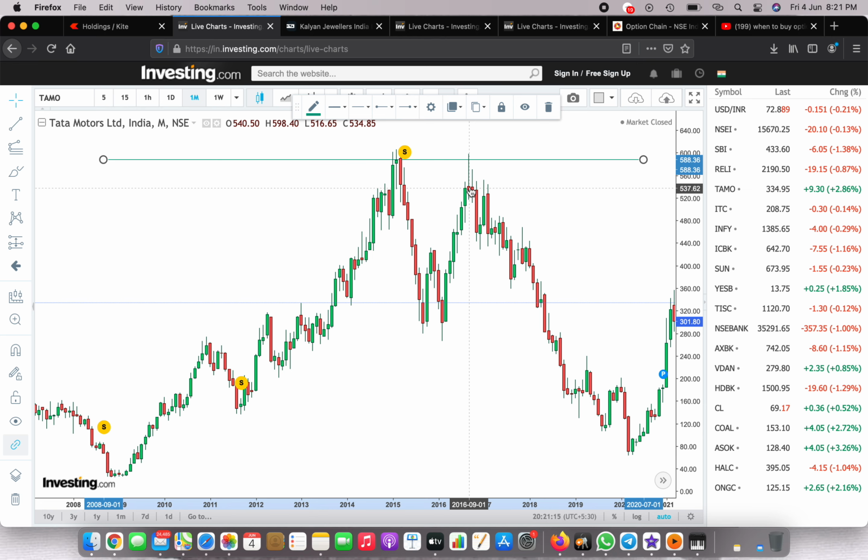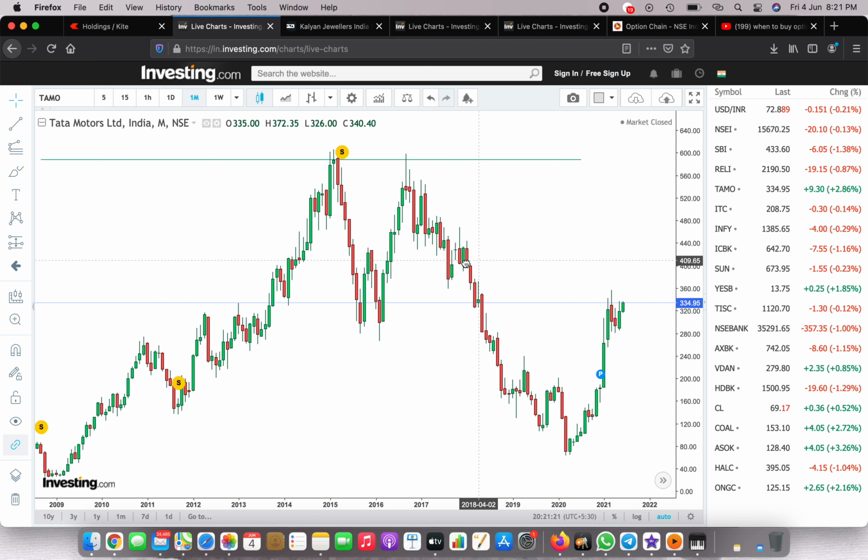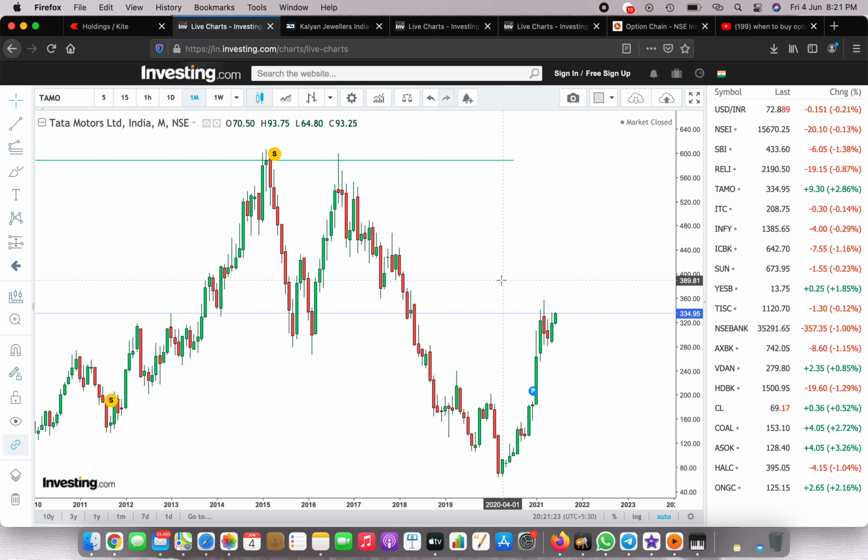So anybody would have bought right here. You can imagine if he doesn't know about this and he bought right here or here, see how much time it would have taken him. Even now he has not reached that point, and it's been so many years. It's since 2016 till today, 5 years, and he's still in loss if he bought here.